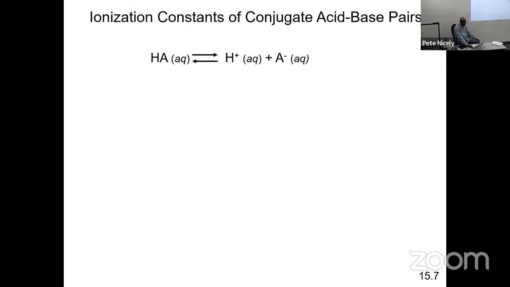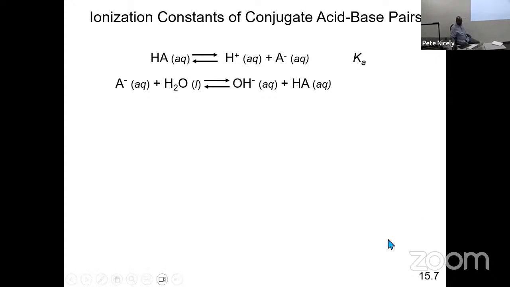Here we have our weak acid dissociating to form H plus and A minus. And the A minus is a conjugate base, so it can act as a base like this. A minus reacts with water to form OH minus and HA. So for this equation here, we can write down a Ka expression. And for this equation, we can write down a Kb expression.